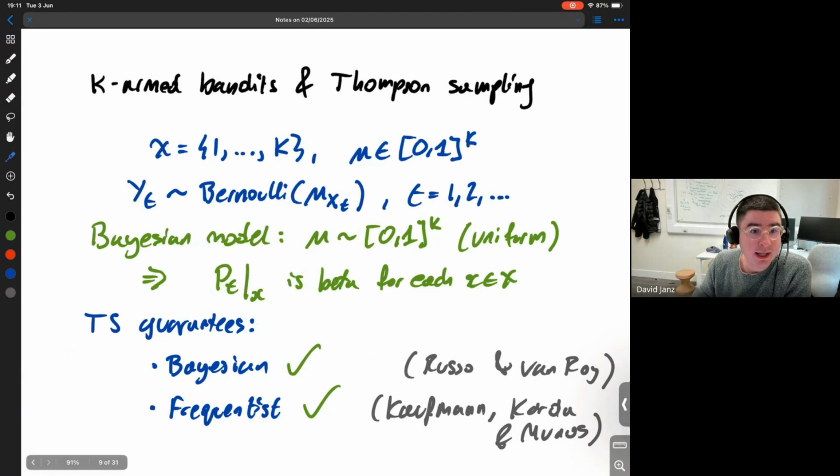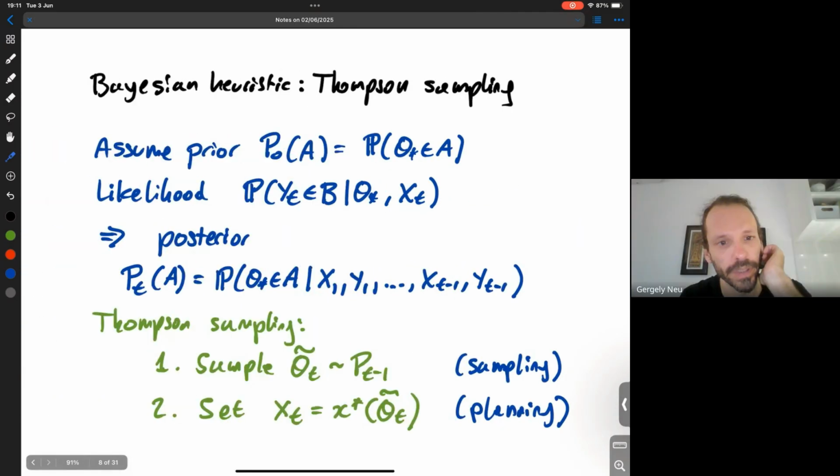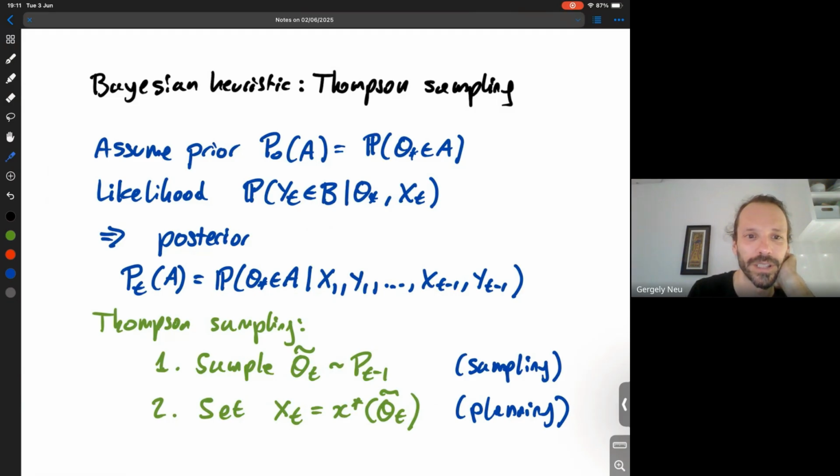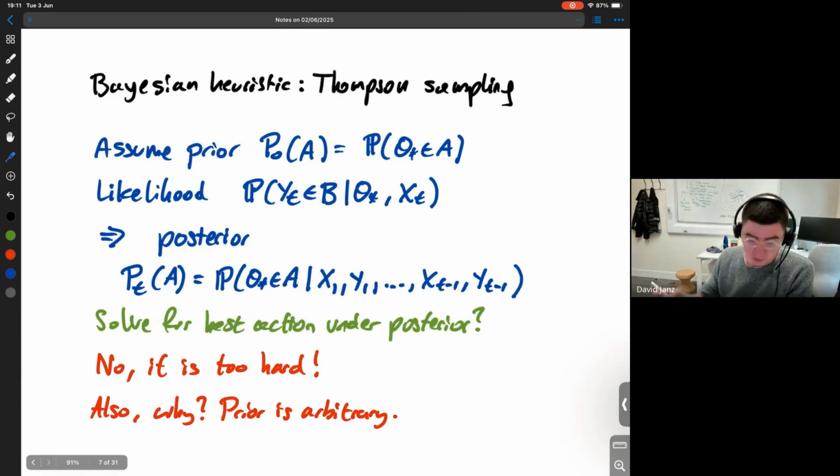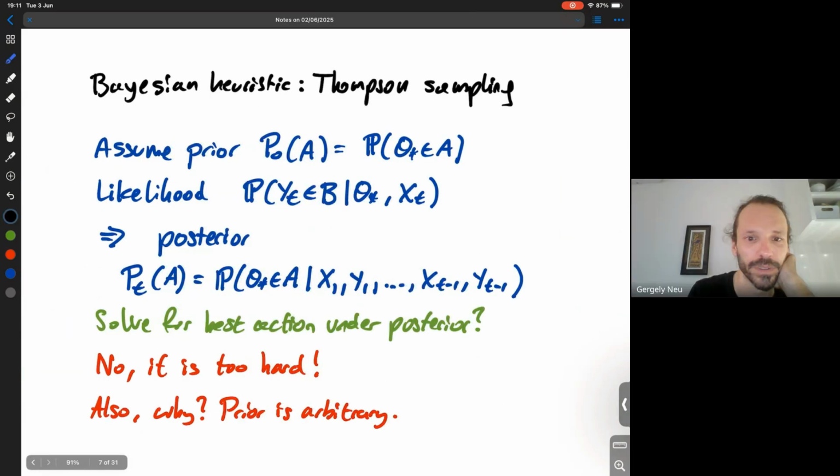Now, I had a question regarding the previous approach that you suggested. I'm not sure I understood what the suggested proposal was. Solve for action on the posterior. What does this concretely mean?